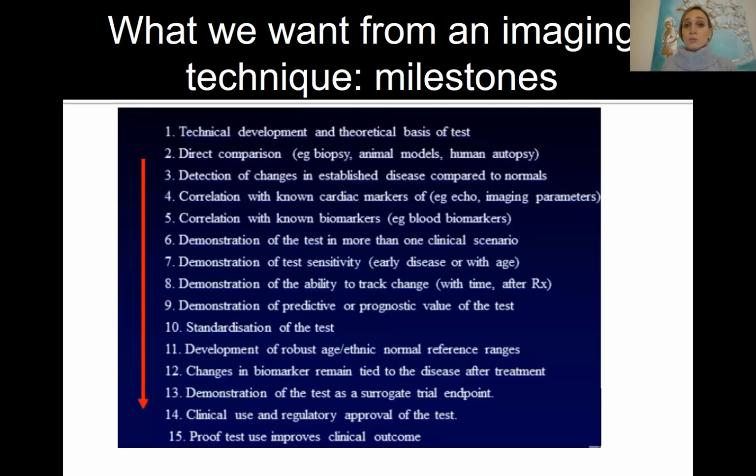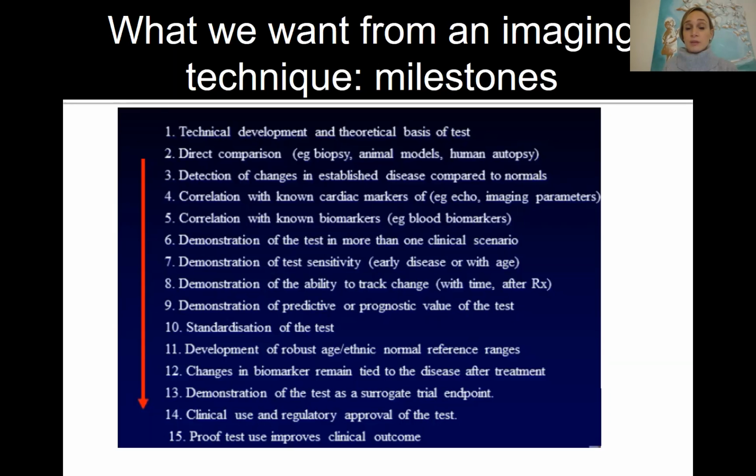So what do we want from an imaging technique when we think about a disease such as cardiac amyloidosis? These are the different steps that we want to go through when we develop a new imaging technique or a new imaging biomarker. We want to be able to diagnose disease, so distinguish health from disease. We want to be able to detect disease early. We want to diagnose disease with a high diagnostic accuracy, so high sensitivity and specificity. We want to be able to predict prognosis, stratify patients, and track changes over time.